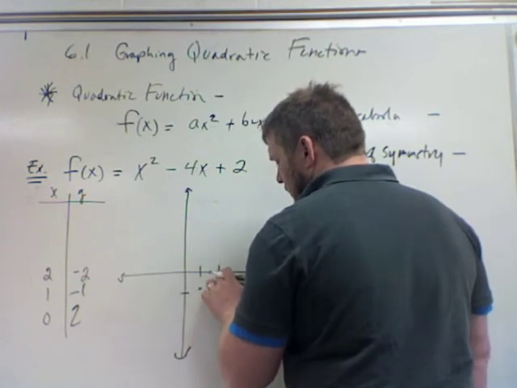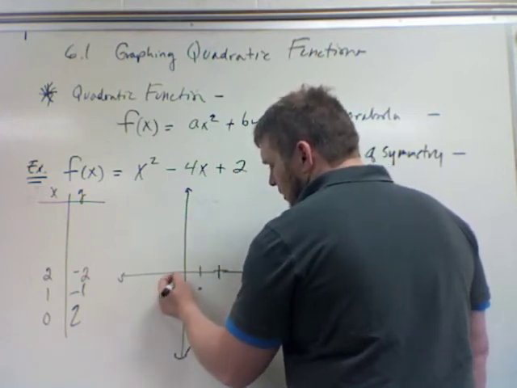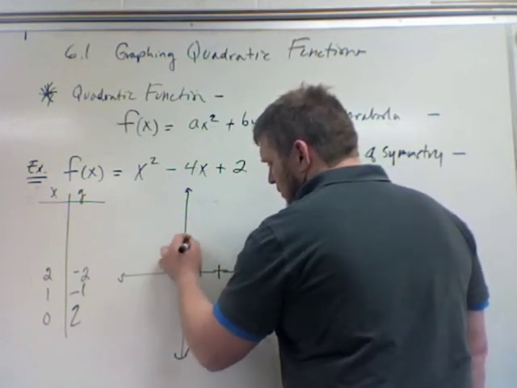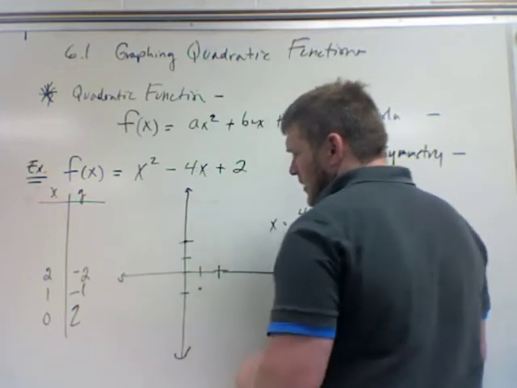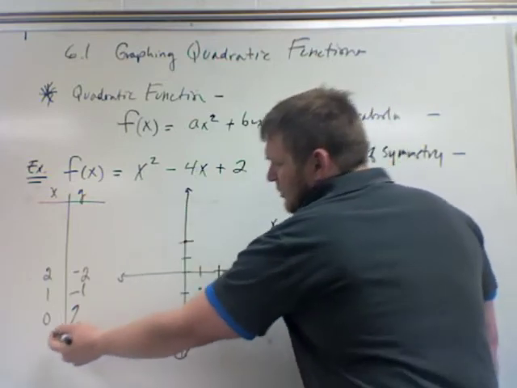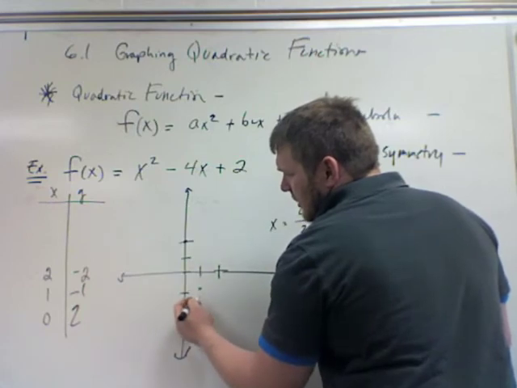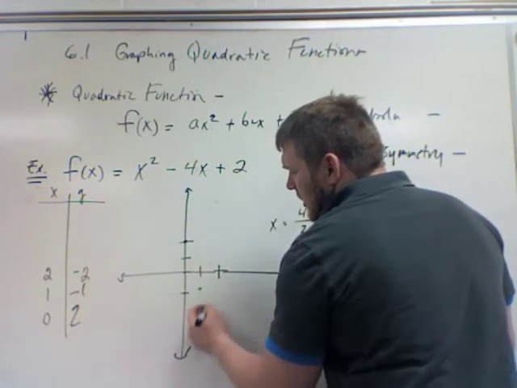I did that wrong. (0, 2). Better. (0, 2), (1, negative 1), (2, negative 2).